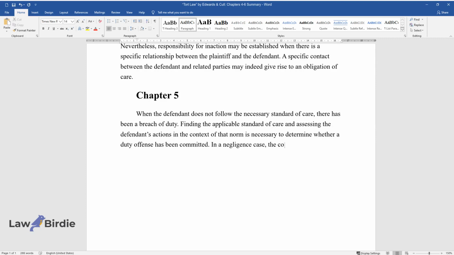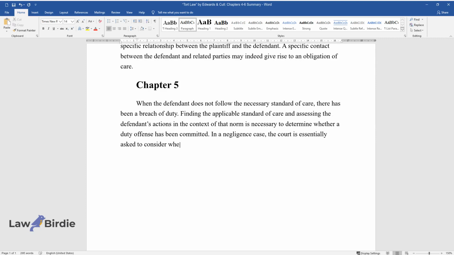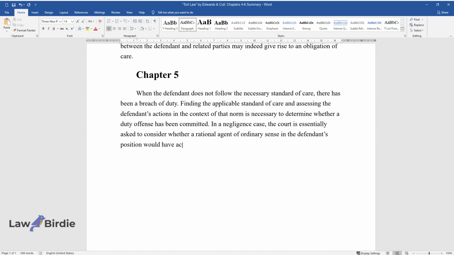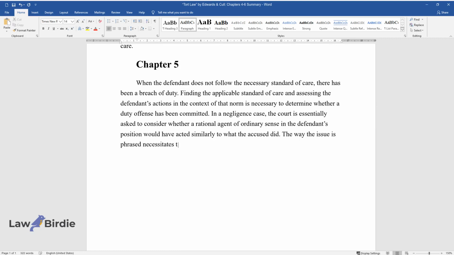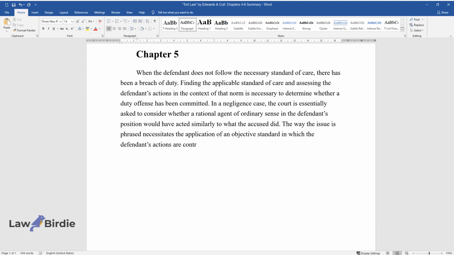In a negligence case, the court is essentially asked to consider whether a rational agent of ordinary sense in the defendant's position would have acted similarly to what the accused did. The way the issue is phrased necessitates the application of an objective standard in which the defendant's actions are contrasted with those of a fictitious sensible man.